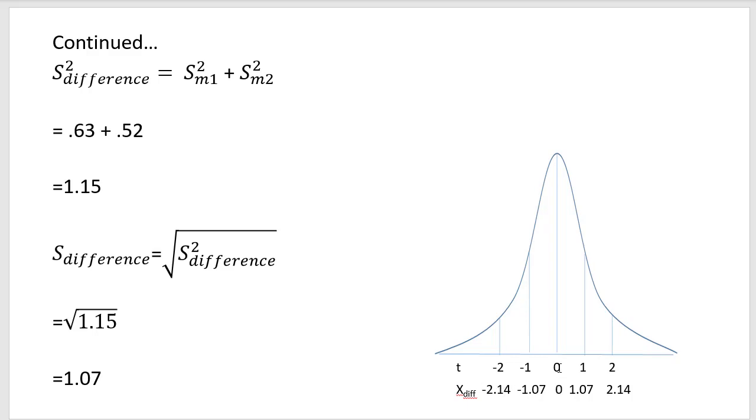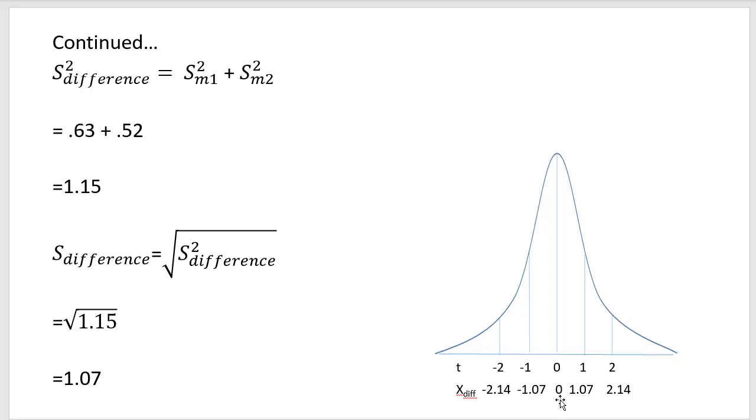Our comparison distribution has a mean of 0 because remember, we are trying to compare our results, the difference between our two groups, to a situation where there are no differences. So we start at 0, and the standard deviation, or the S-diff, is 1.07. So the first standard deviation is 1.07, and the second one is 2.14. Going to the left, it's negative 1.07 and negative 2.14.